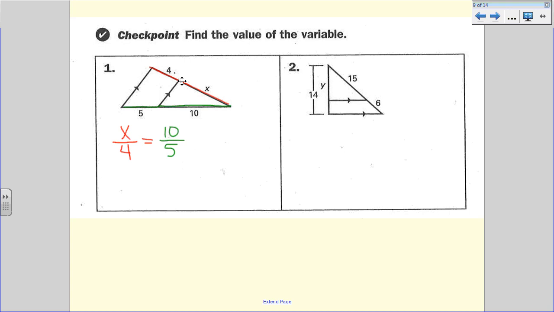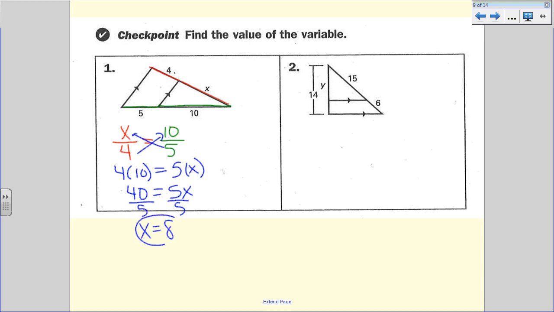I'm going to go through and finish up the algebra. 4 times 10 is equal to 5 times x. 40 is equal to 5x. So x is equal to 8. You guys are going to do this on your own.